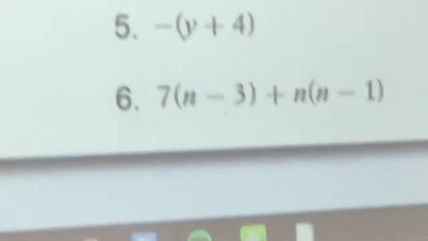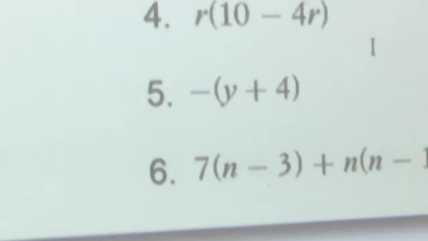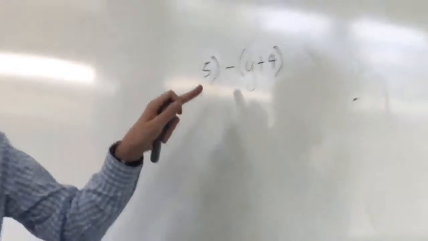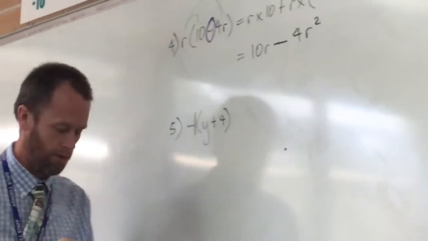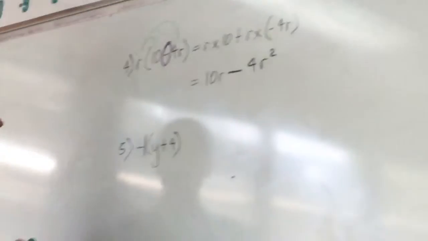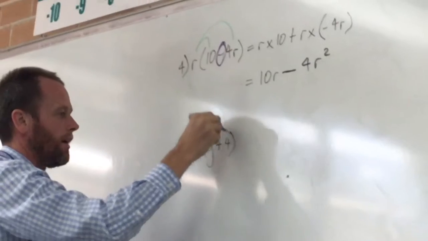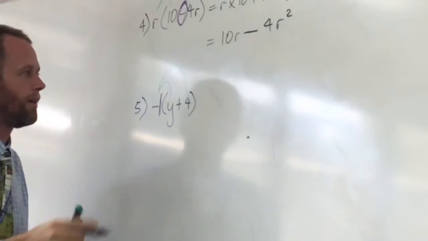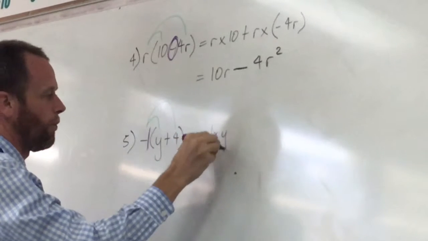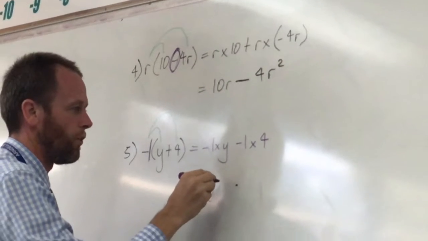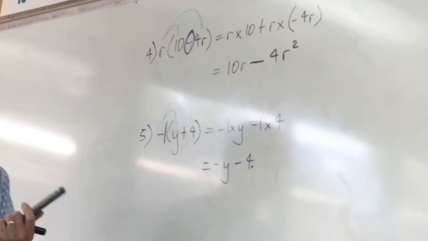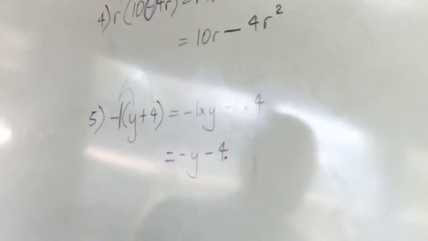Question 5. This one looks a bit tricky. It's minus bracket y plus 4. Now, hopefully you remember that when you have just a minus like that, it's like there's a 1 in there. Alright? So when we come to multiply, we're doing minus 1 times y and minus 1 times 4. And that will simplify to minus y minus 4. Oh, yes. I have written that in purple, haven't I? Just to keep you on your toes.